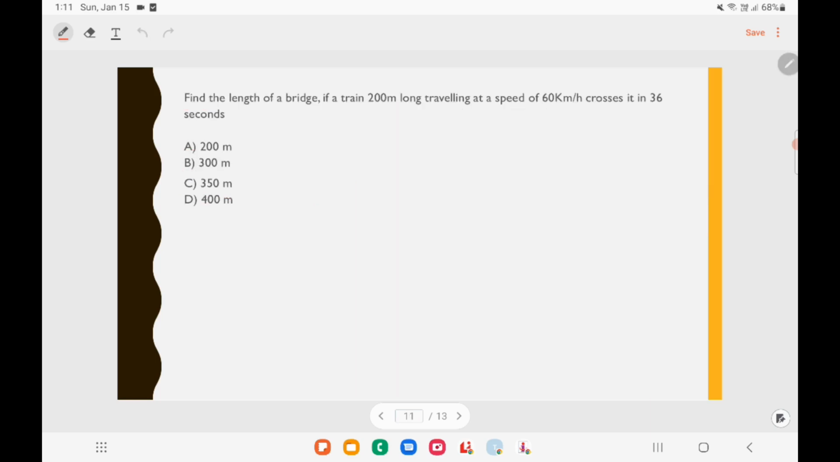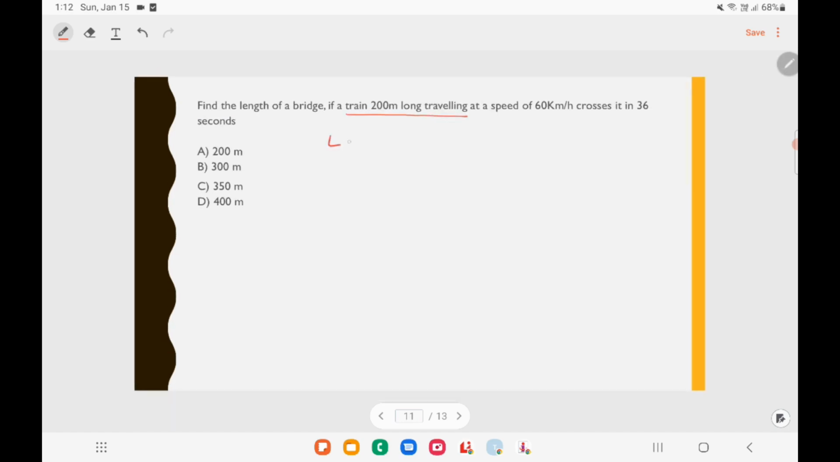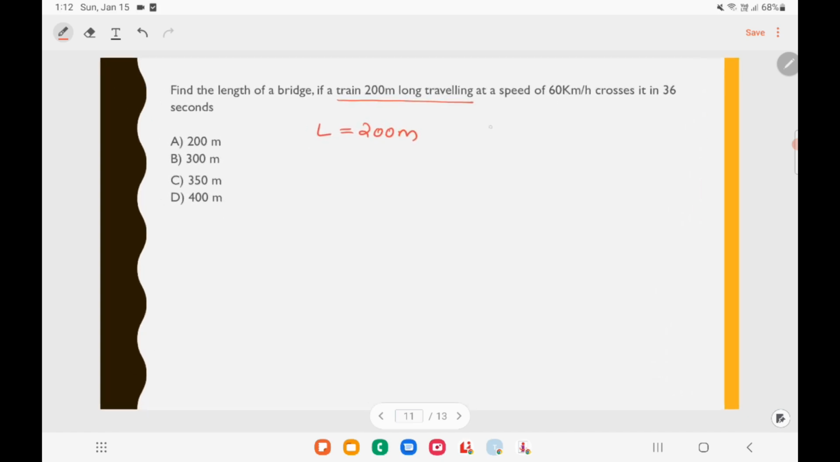Now let us move on to another question. Find the length of the bridge if a train 200 meters long, so length of the train L is equal to 200 meters, and speed, or velocity, is equal to 60 km per hour, crosses it in 36 seconds. So time is equal to 36 seconds.